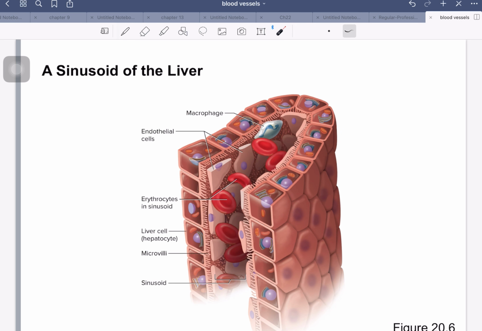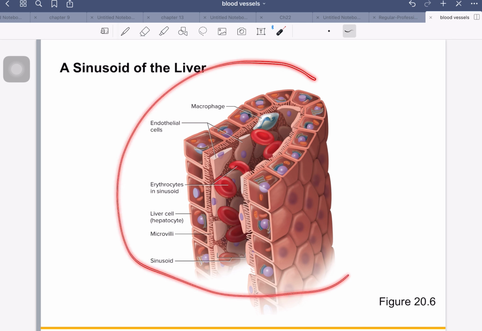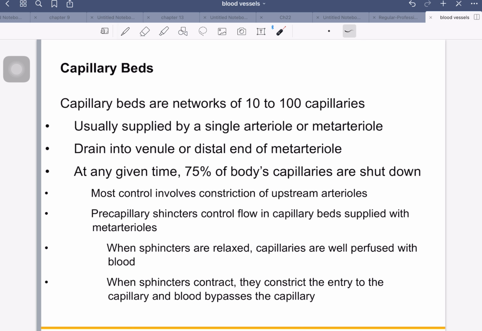And here we can see a sinusoid. Now, you can see that here's the endothelial cells of the sinusoid, and you can see that the space in between is very large, so large that you can actually see red blood cells can work their way between them. So wherever I see sinusoids, it's really about large molecules and blood cells being able to get from one side to the other. So this is an example of a sinusoid in the liver.